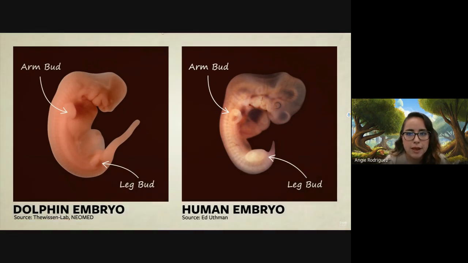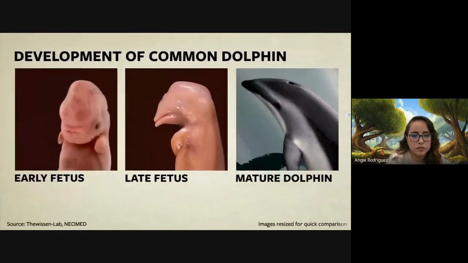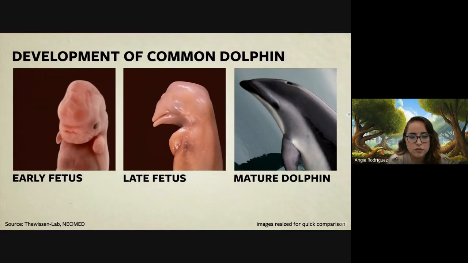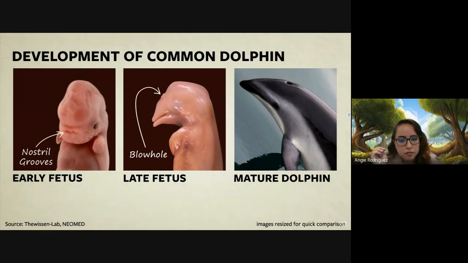The leg buds grow to become legs. In whales, they grow for a while but then stop, effectively fading away as the rest of the whale continues to grow. These are all photographs of a common dolphin at different stages of growth. Notice that early on, we see two nostril grooves on the front of the face, just like you'd expect in a puppy or a human. As the dolphin continues to grow, the nostrils migrate to the top of the head and fuse together, becoming the dolphin's blowhole.